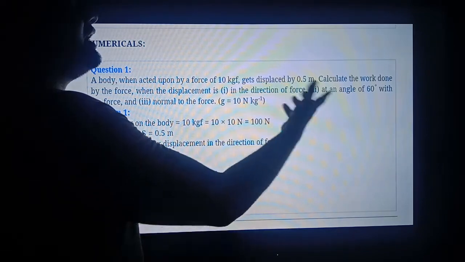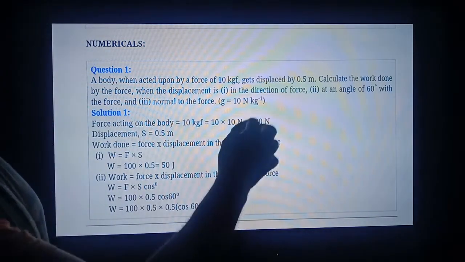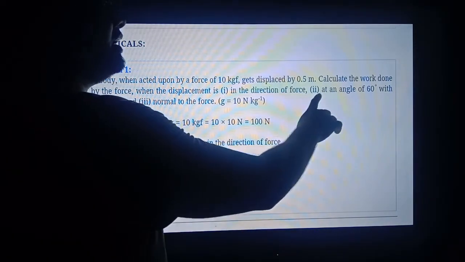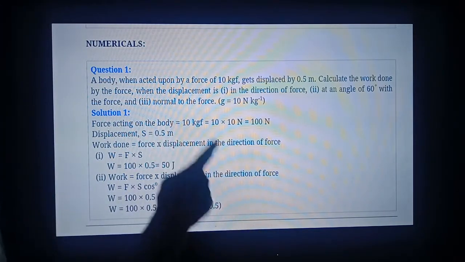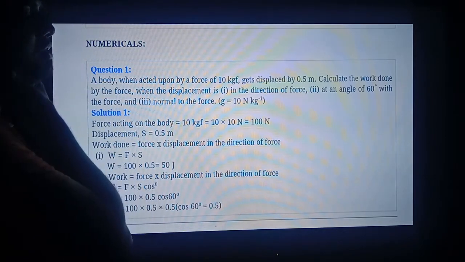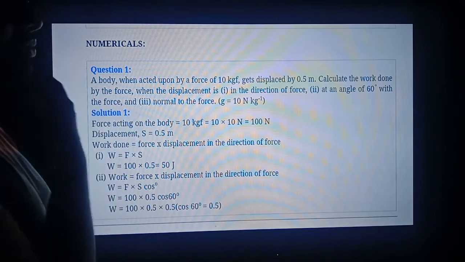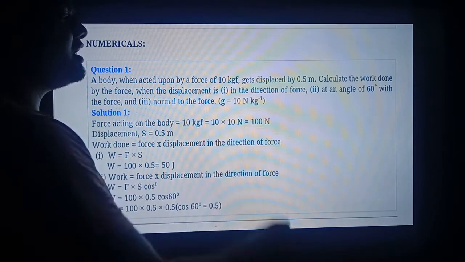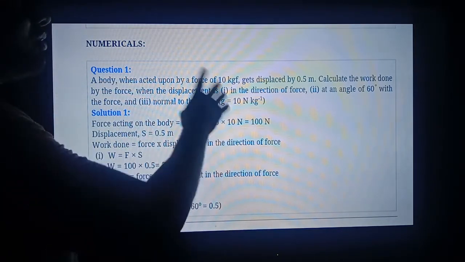First, in the direction of force, means displacement is in the direction of force, so in this case you have to apply W is equal to F into S. Second, at an angle of 60 degree, in this case you have to apply W is equal to Fs cos 60. And third, normal to the force, normal means theta is 90 degree, so in this case you have to apply W is equal to Fs cos 90. And g is given 10 Newton per kg, so the value of g wherever required you have to keep, that is 10.